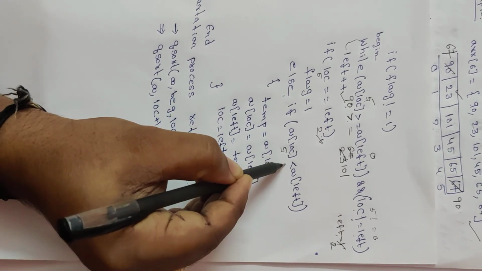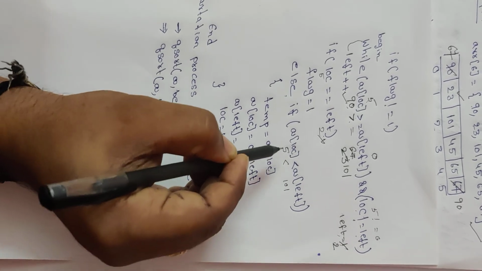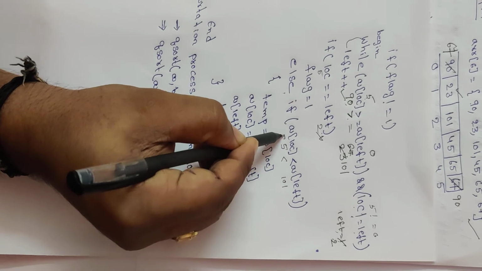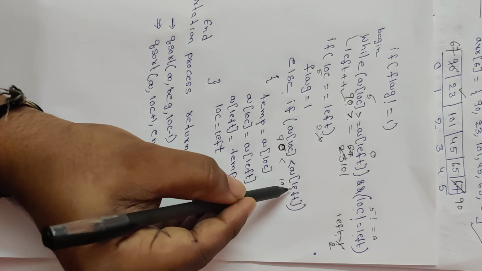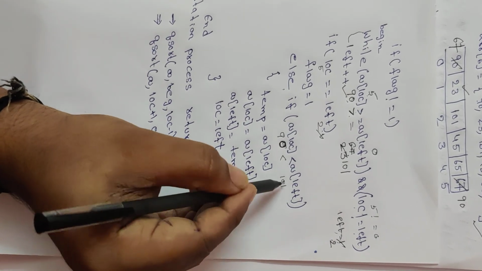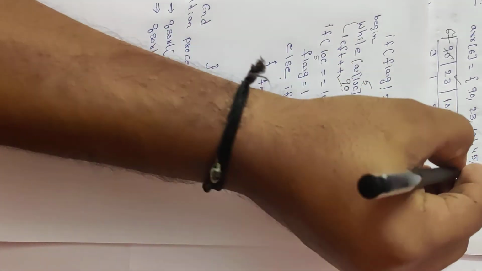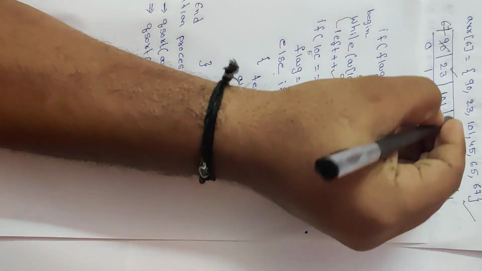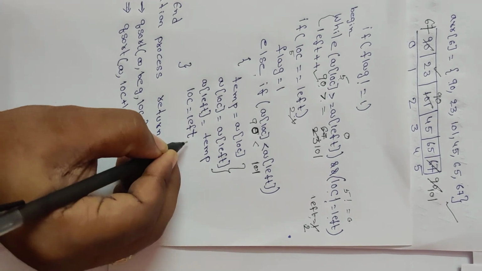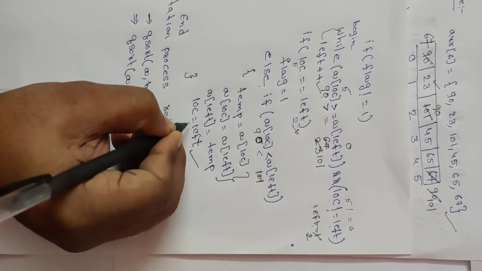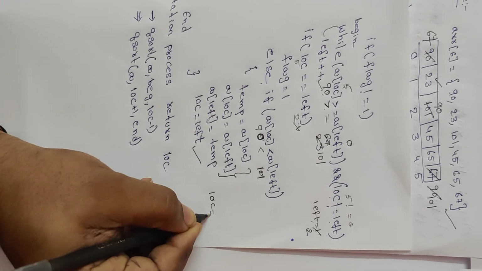Now else, if a of location is less than a of left. A of location, index 5, has value 90, and a of left, index 2, has value 101. 90 less than 101, condition true, so interchange. Now here it comes 101 and here it comes 90, interchanged. After that, we make location equal to left, so the location becomes 2.